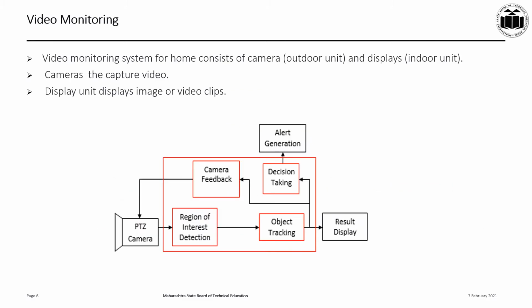Video monitoring system. The video monitoring system is as shown in the figure. It basically consists of a camera, which is an outdoor unit, and a display, which is an indoor unit. The camera can be wired or wireless. Cameras are designed to capture videos or images. This video is then sent to the display. The display is also connected to a built-in storage device. This display unit displays the images or video clips captured by the camera.